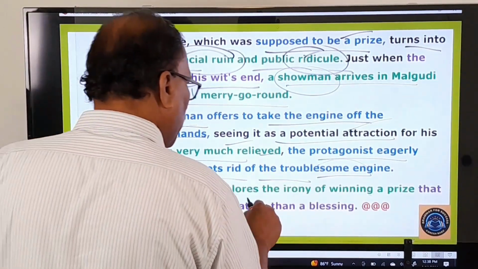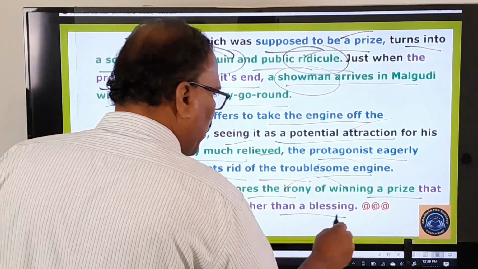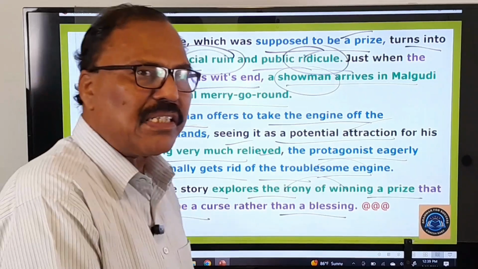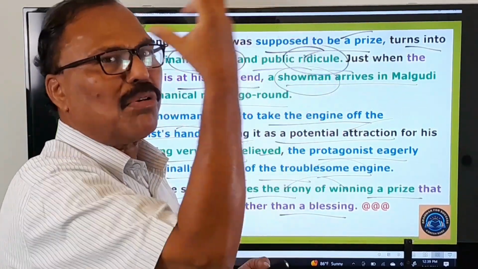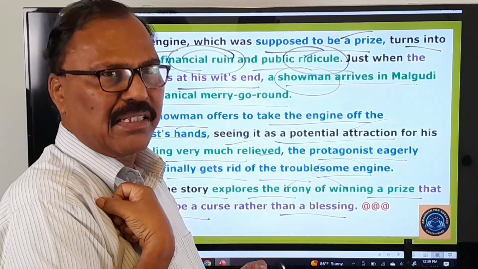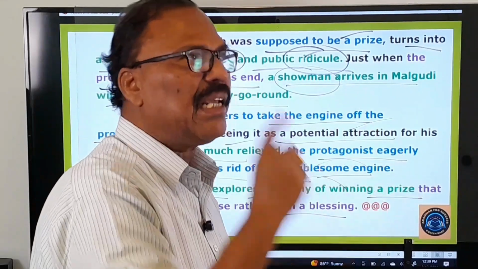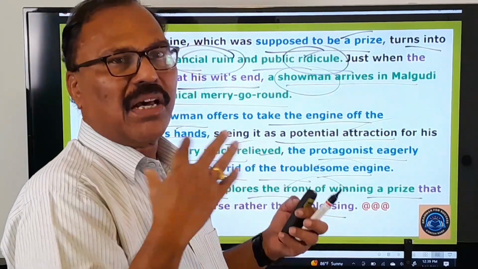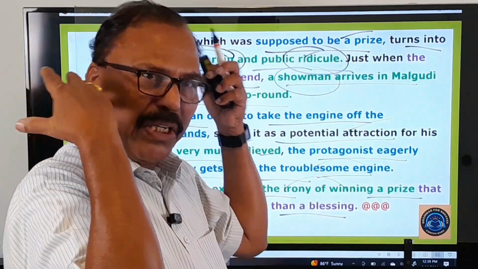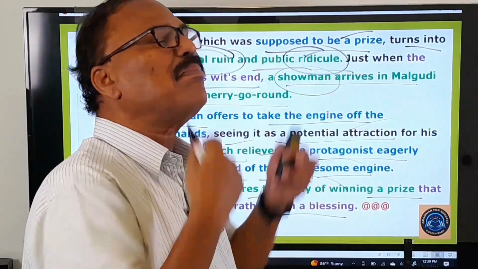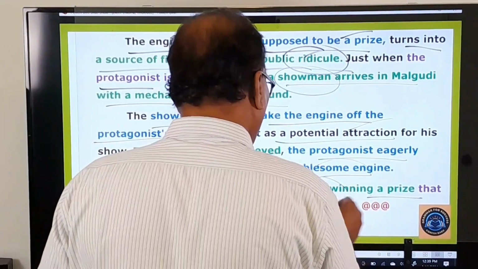Thus, the story explores the irony of winning a prize that turns out to be a curse rather than a blessing. Generally, if anybody wins a lottery, it should become a blessing to him. It should bring him good luck and happiness and all that. But here, in the case of this protagonist, the lottery he has won has brought him a curse, a big financial burden, and public ridicule. It has brought so many problems to this protagonist. Therefore, this is called the irony of fate.